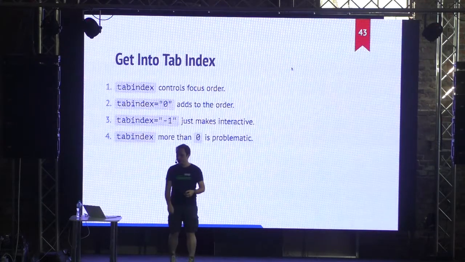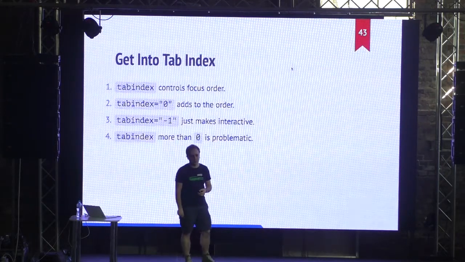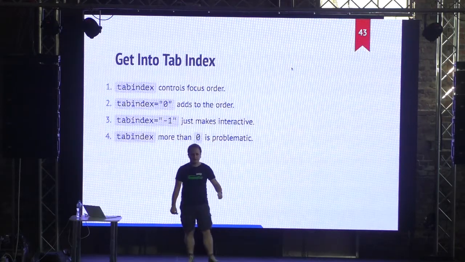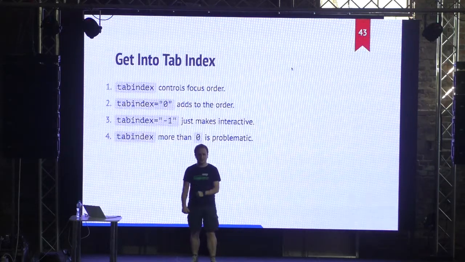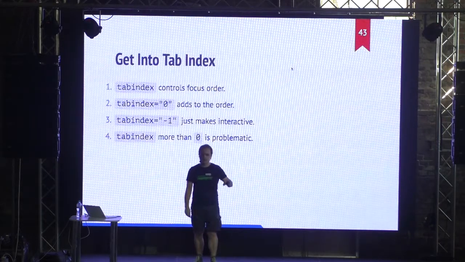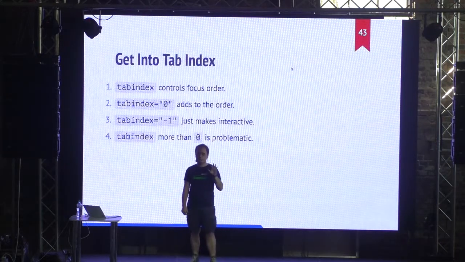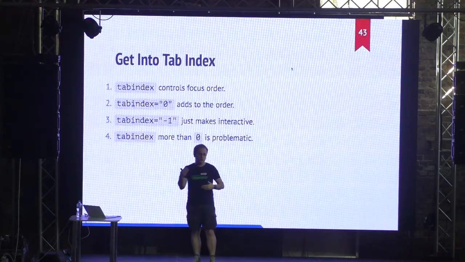And tabindex more than 0 is just problematic. Don't use it ever, because it's like z-index. You have z-index 99, and someone has z-index 999, and yeah, it's an endless fight. So tabindex more than 0, it's an anti-pattern. It's problematic. Don't use it because it's easy to mess everything up.